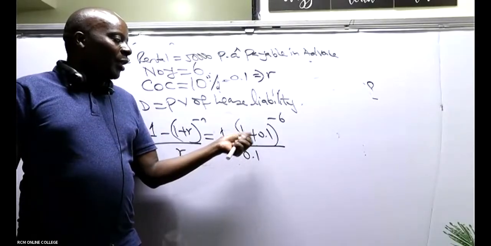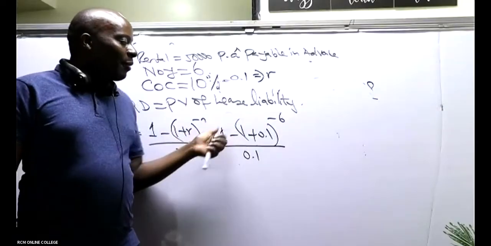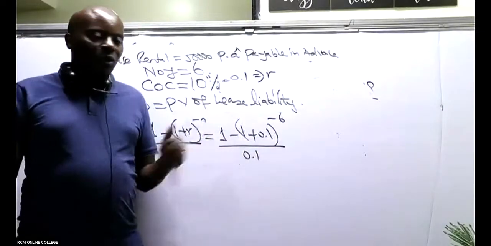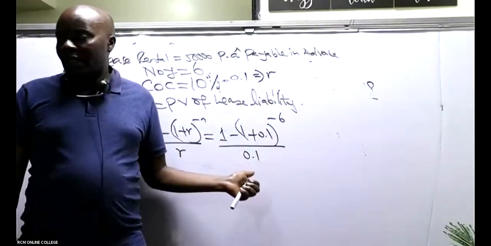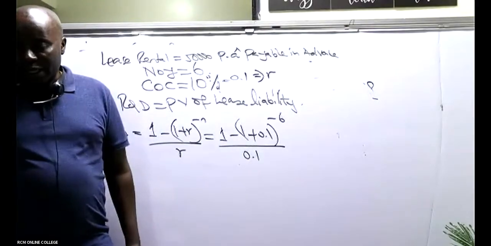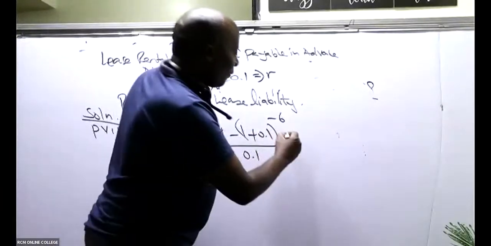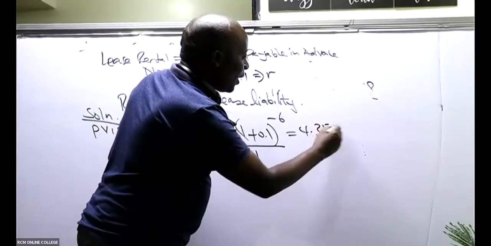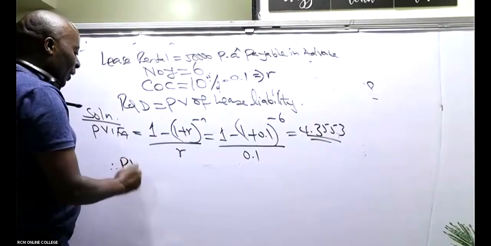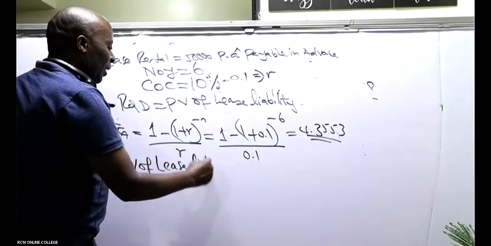All right. So you get 1.1 raised to minus 6. So you raise first, and then you say 1 minus the answer. Then you say equals. After you say equals, you should be able to come and say divided by what here? 0.1. What are we getting, somebody? We are getting 4.3553, like that.